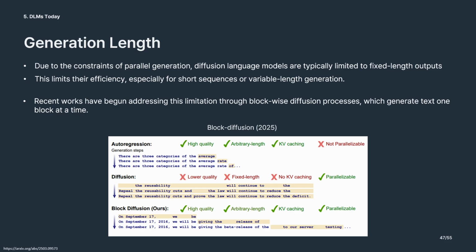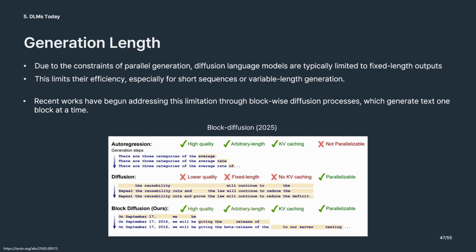Another key limitation in diffusion language models is fixed-length generation. This stems from their parallel generation process, which assumes all tokens are generated in a fixed-size format. As a result, variable-length generation becomes challenging, and for short sequences, this leads to unnecessary overhead and inefficiency.